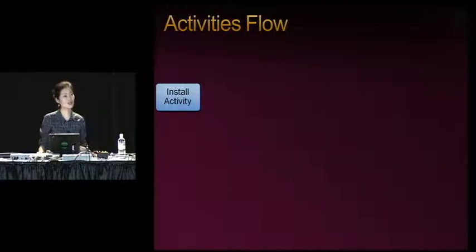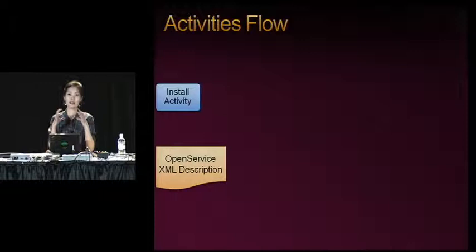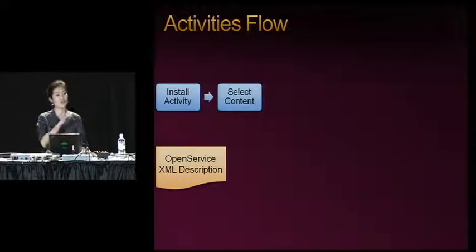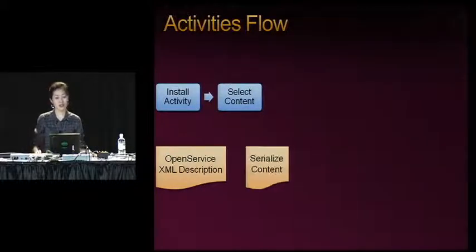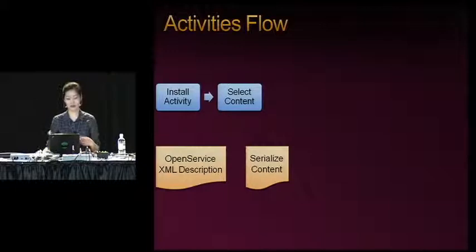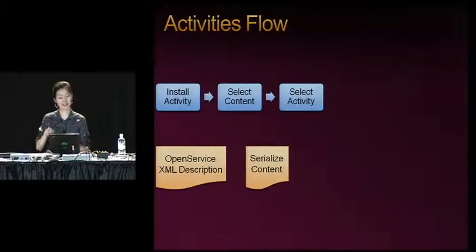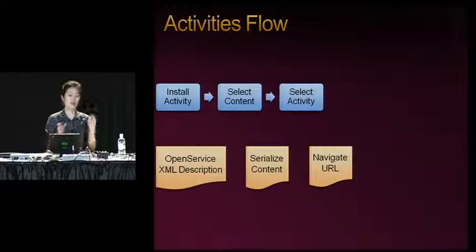So when a user installs an activity, we're taking that XML file that describes all that functionality of how the browser interfaces with the service and installs it as part of the local machine. And so then whenever a user makes a selection, we're serializing that content. And then when they select the activity, the URL is described in that XML description. We fill it in with the serialized content to create the navigation URLs for HTTP GET and HTTP POST.